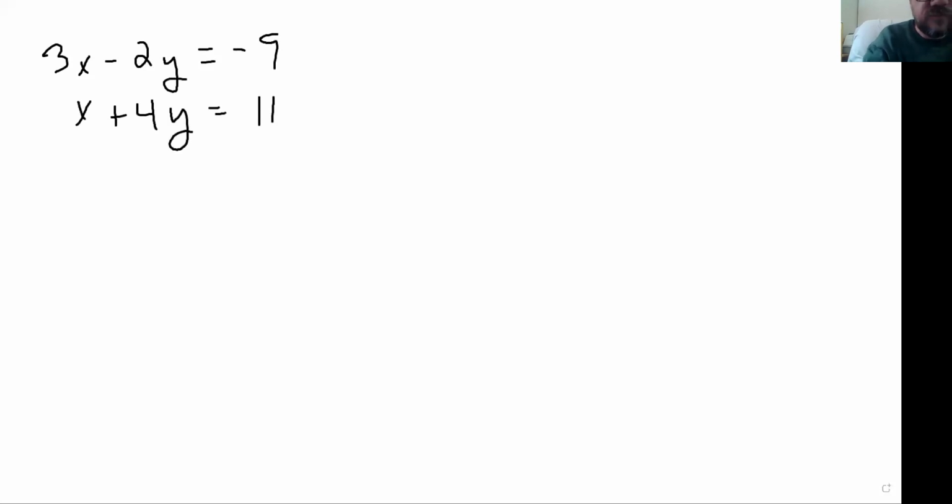So the one I'm gonna start with is this: 3x minus 2y equals -9, and x plus 4y equals 11. So the basic idea of elimination is that you want to add the two equations together and get a variable to cancel out. Now, there's two things there that I want to point out.